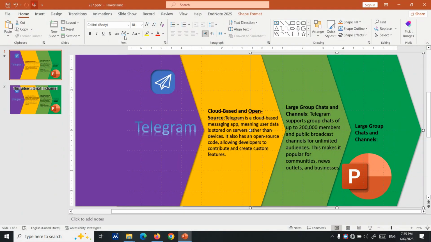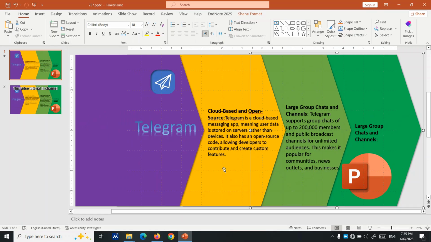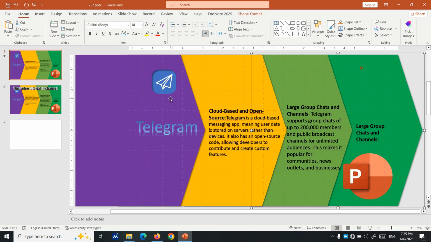Let's start. Let's see how we can create this presentation and how it looks. Okay, you see it has a great effect. Let's try to create it. At first, we need to add a new slide. In the blank space, we need to create these shapes.